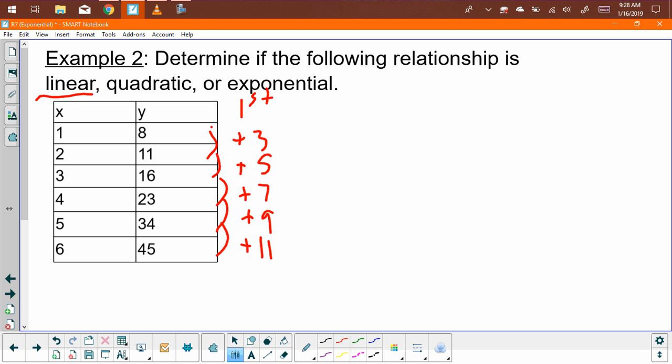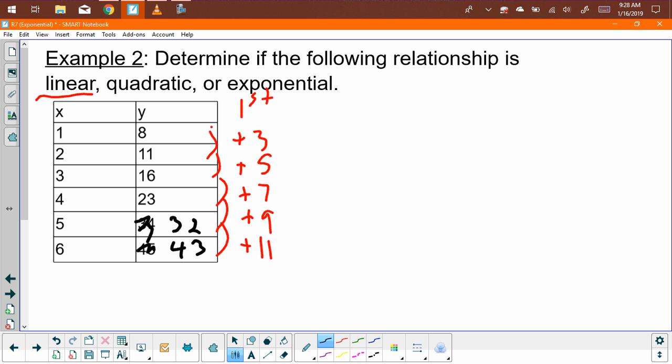And you know what? Now that I look at it, no, it's not. I messed up my table of values, so I apologize. This should have been 32, and this one should have been 43. Okay, that's better. I apologize for that.